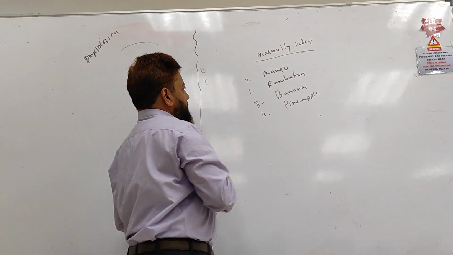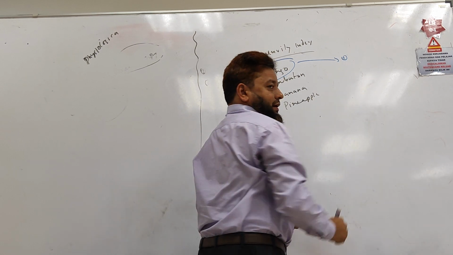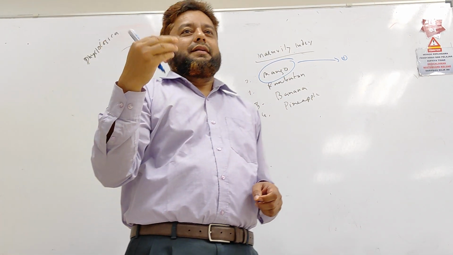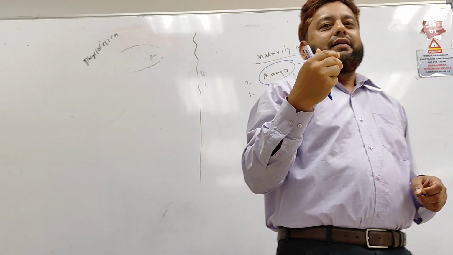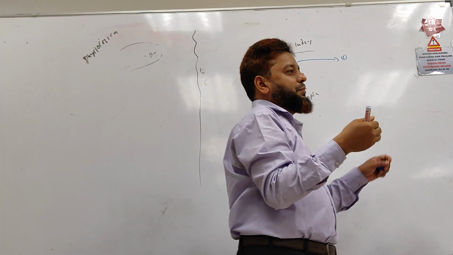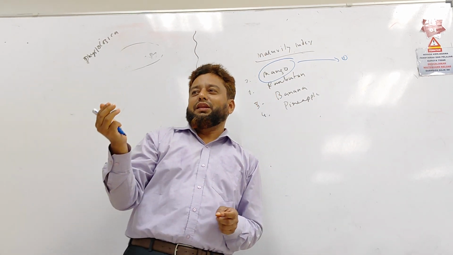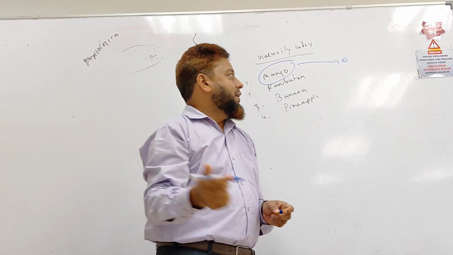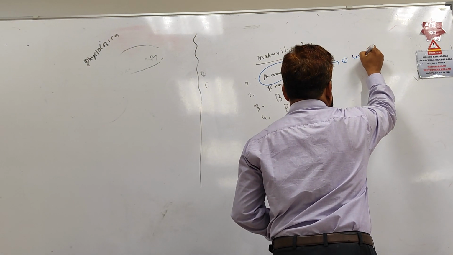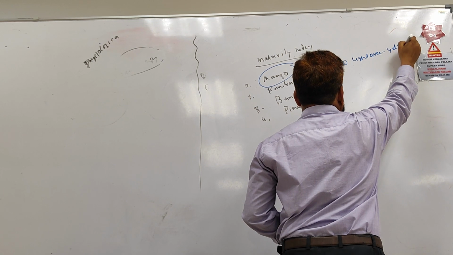Can you tell me some of the maturity indices of mango? Become yellow. So it means the peel must be light green to yellow, right? Okay, so for the peel, it must be light green to yellow. That's number one.